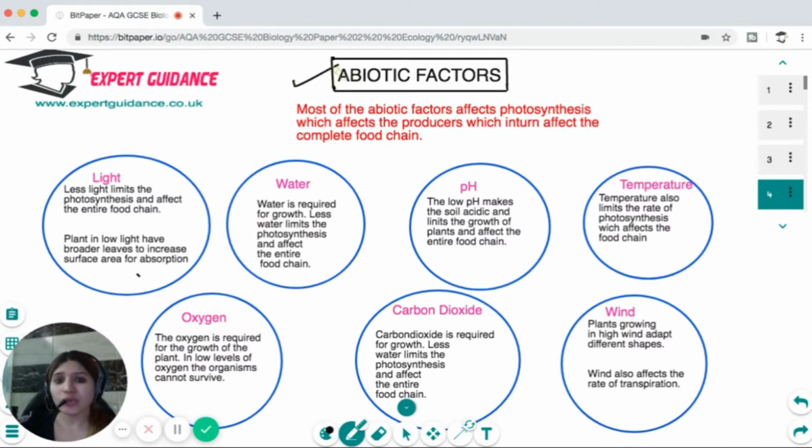Now, when we talk about the abiotic factors, most of them affect photosynthesis, which affects the producers, which in turn affects the consumers and the complete food chain. So, for example, if there's less light, it will limit photosynthesis. And if photosynthesis is limited, there's less food for the herbivores and the carnivores, and it will affect the food chain. And light also affects how the plants look.